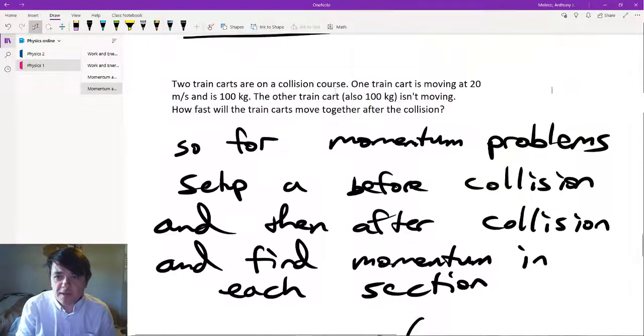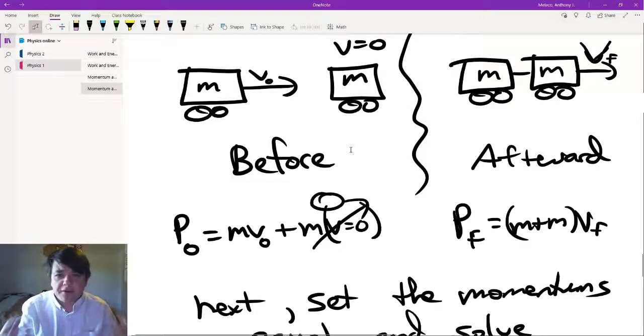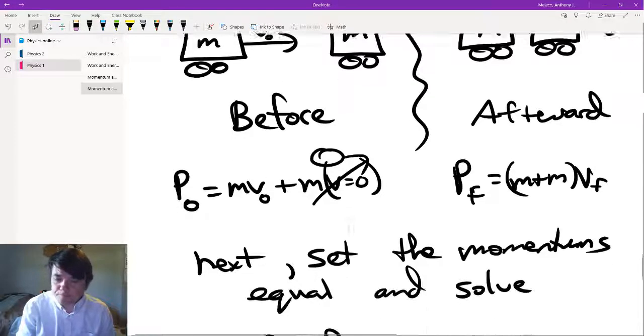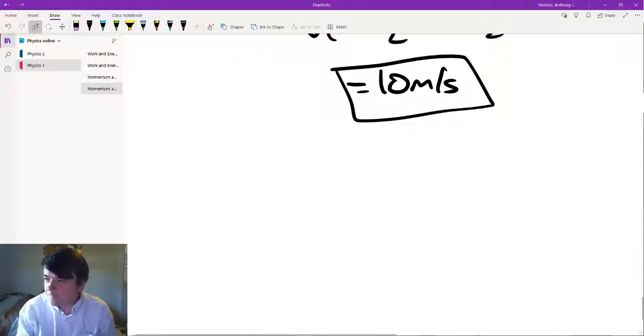And this type of setup where we do the before and afterwards, before and after the collision, that's basically how all these collision problems work with momentum. Similar to energy, right? Where you have the energy before, or energy 1, and then energy 2, and then you set them equal. Okay, works the same way. Very similar process.